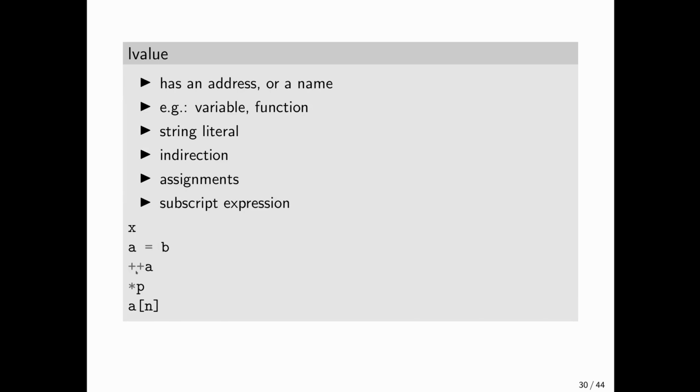The pre-increment of a variable is an L value. Therefore, dereferencing a pointer produces an L value. So those are the things which are basically on the left-hand side of an assignment.